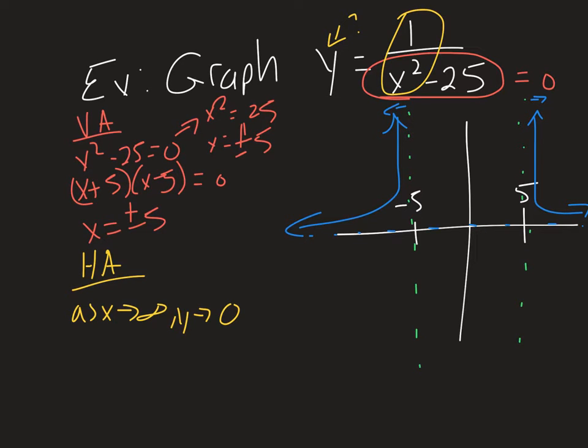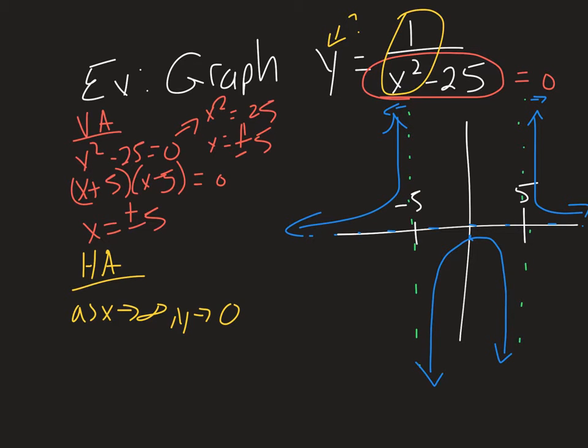Now, something interesting happens with the middle piece. Sometimes it can come up and over the horizontal asymptote. The horizontal asymptote mostly is for the end. But if I pick a number in between, let's say 4 or even 0, if I pick 0, I'll have 1 over -25, which is below. So if I do a rough sketch of this, it would look something like this.